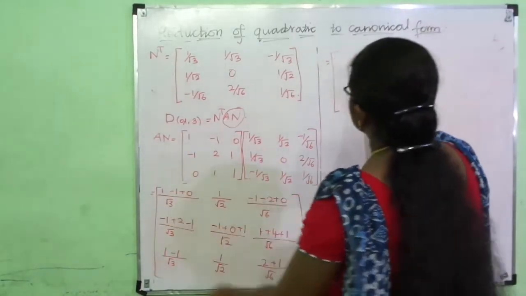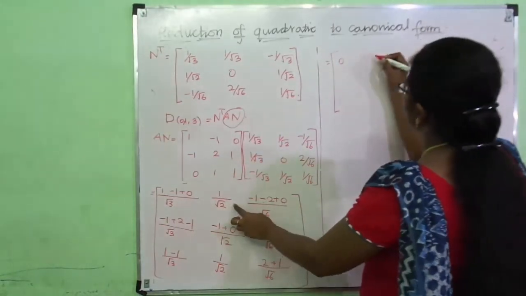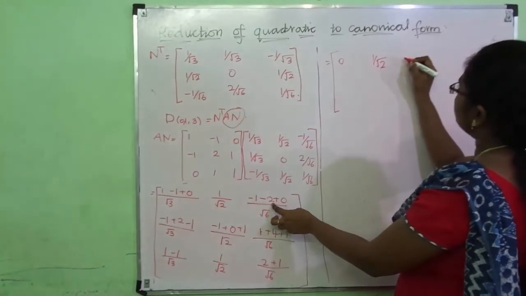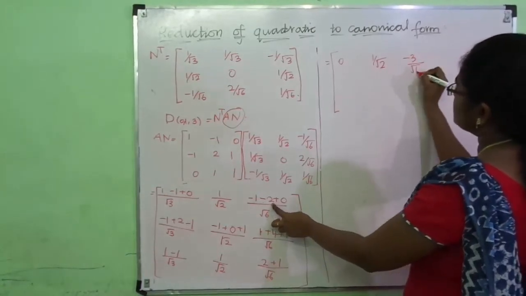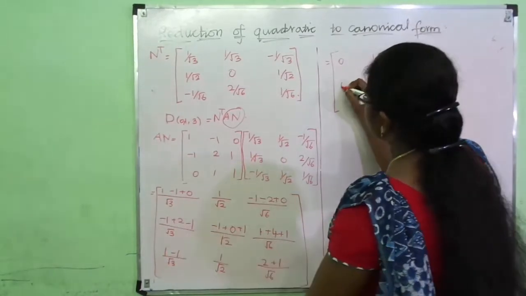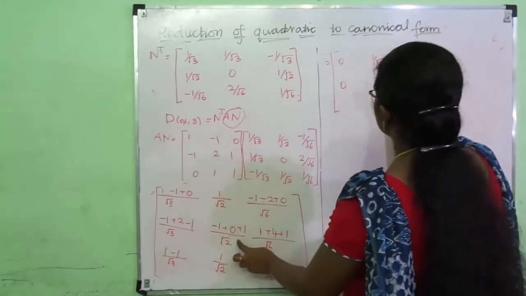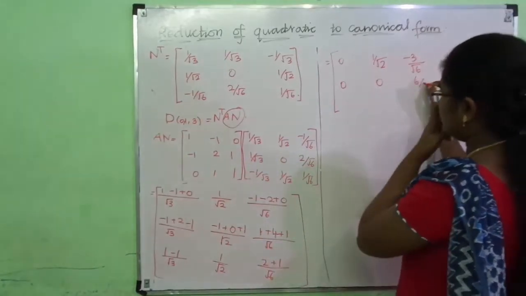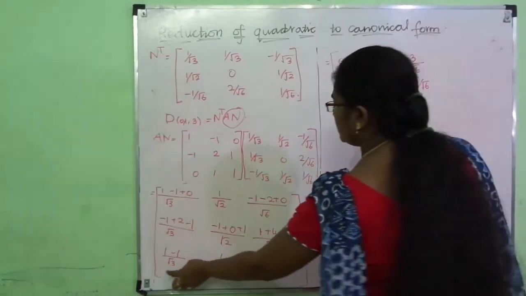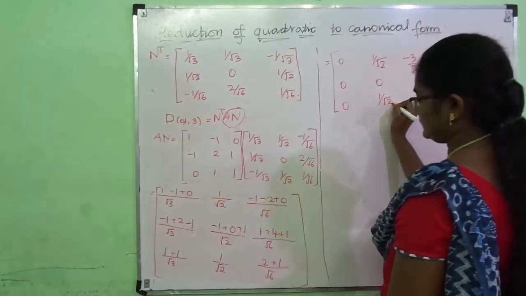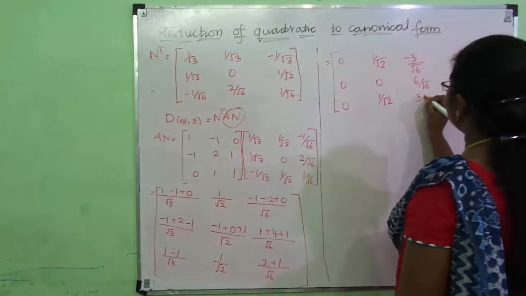1 minus 1 is 0, 1 by root 2, minus 1 minus 2 will be minus 3 by root 6. The second row, minus 1 plus 2 minus 1 will be 0, minus 1 plus 1 will be 0, 1 plus 4 plus 1 will be 6 by root 6. The third row, 1 minus 1 is 0, 1 by root 2, 2 plus 1, 3 by root 6.